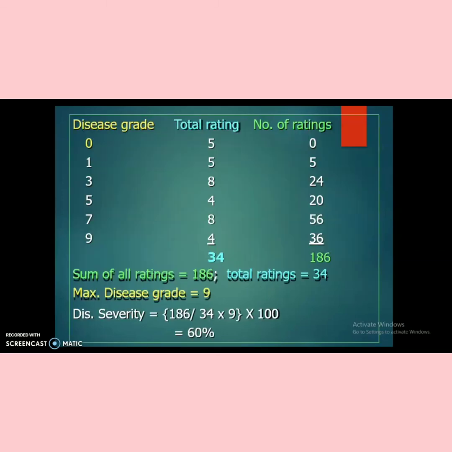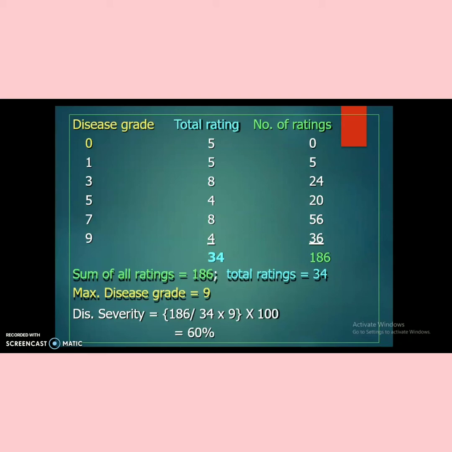Once we have collected all the data, we need to substitute those data into the severity formula. We all know that disease severity is equal to the sum of ratings divided by the total number of ratings times the maximum grade, into 100. First we know all the disease grades from 0 to 9, that is 0, 1, 3, 5, 7 and 9. Next is the total rating. Total rating means we need to know how many pods we have seen at each grade.